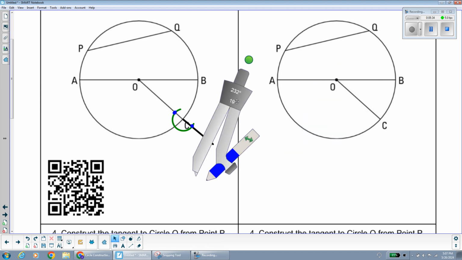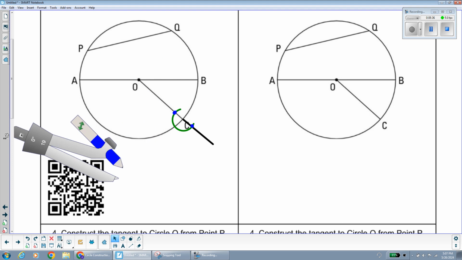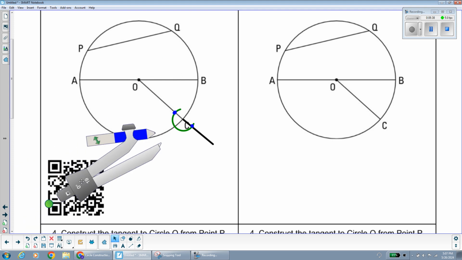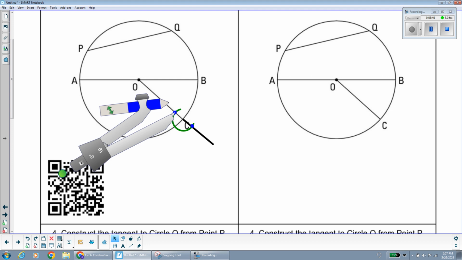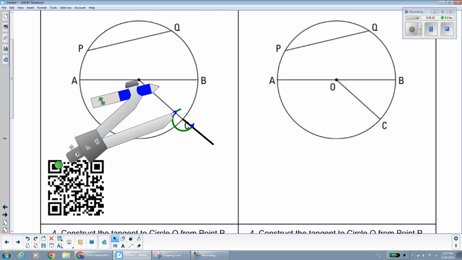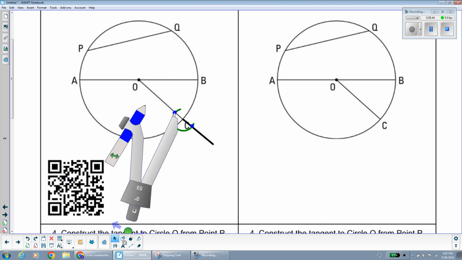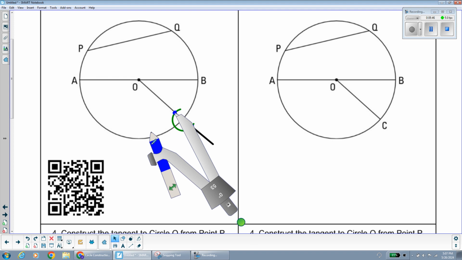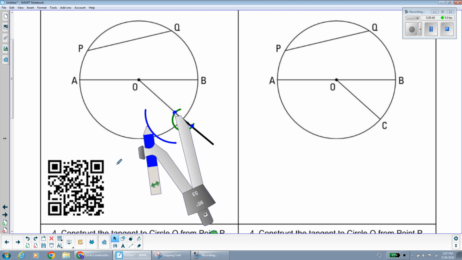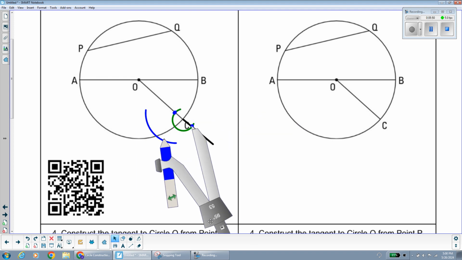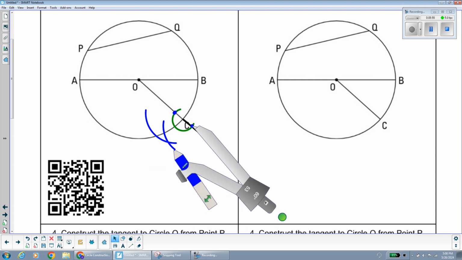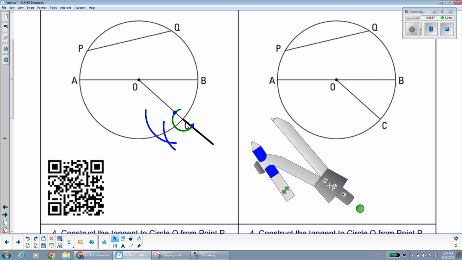I'm going to put my compass on one of those intersection points first. It doesn't matter which one. I'm going to pick any distance. Once again, it doesn't matter. Any distance. I'm going to just make it slightly bigger than what I used before, and I'm just going to make an arc. Using the same distance that I just used, I'm going to go over to that other intersection point that I dotted before, and I'm going to make the same arc.